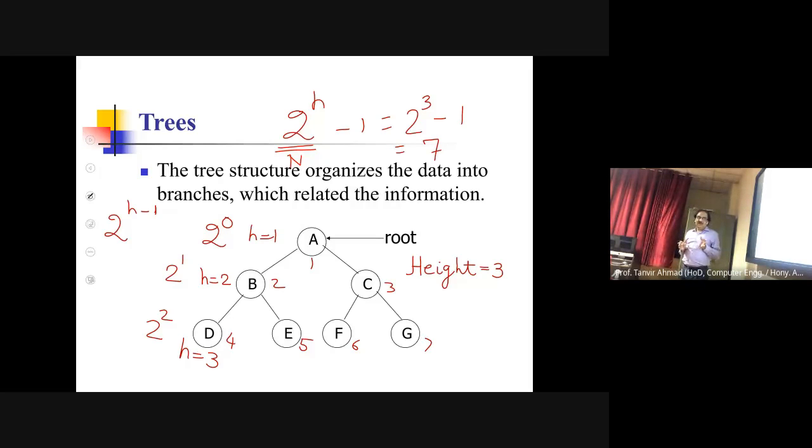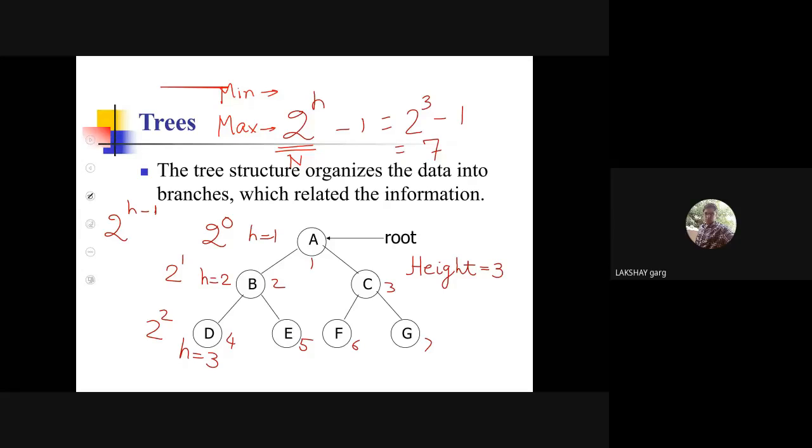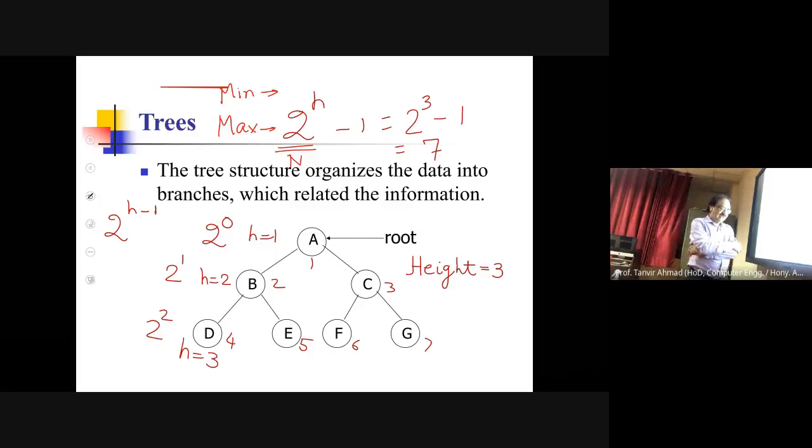Now the question comes: what is the minimum number of nodes in a binary tree of height h? Now I want the answer from you. What is the minimum number of nodes in a binary tree of height h? This is the maximum. So what is minimum? H. Please repeat. H.